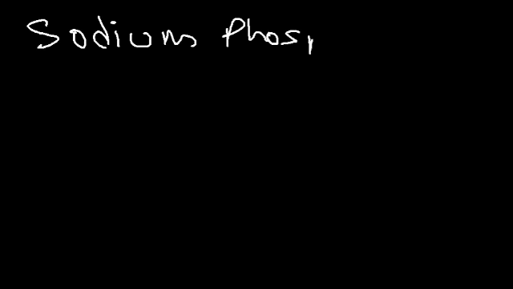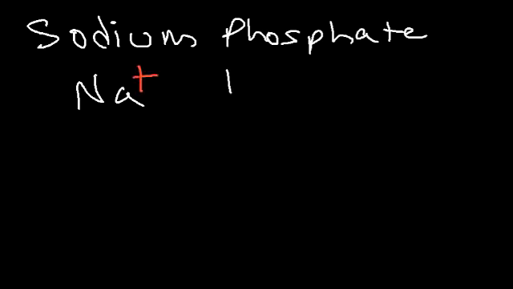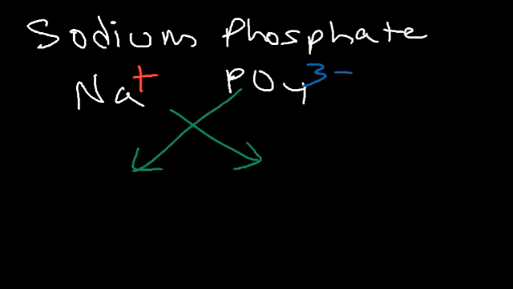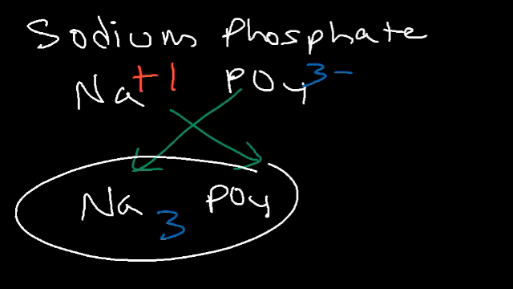Now what about this one? Sodium phosphate. How would you write the formula for it? Sodium is an alkali metal with a +1 charge. Phosphate is a polyatomic ion, which is PO4 3-. So using the same crisscross method, it's going to be Na3PO4. Now we don't need to write the 1, so we can simply leave it as Na3PO4.